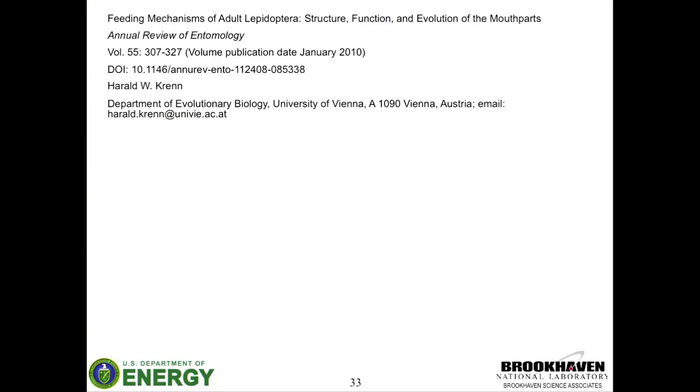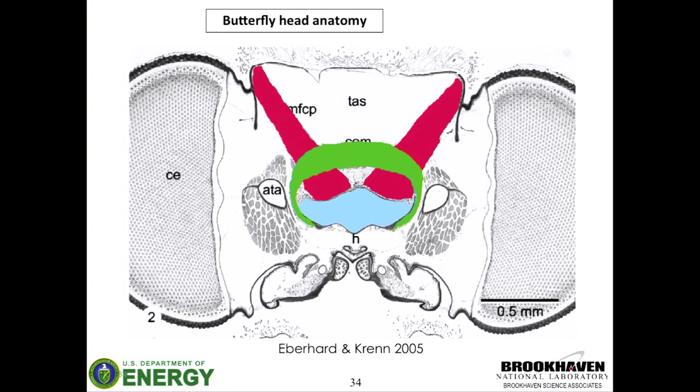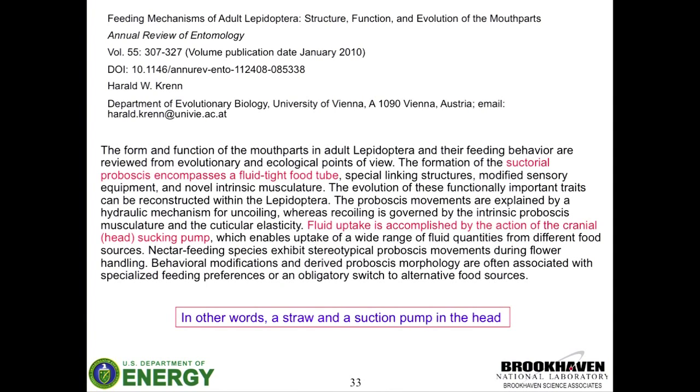In the Annual Review of Entomology, and this is a whole chapter on feeding mechanisms of these butterflies, this is what it says. I won't go through the whole thing, but in red you can see it says the suctorial proboscis encompasses a fluid-tight food tube. Fluid uptake is accomplished by action of a cranial, the head, sucking pump. All right? So in other words, it's a straw and a suction pump in the head. So the current understanding of the butterfly is a straw and a suction pump in the head.